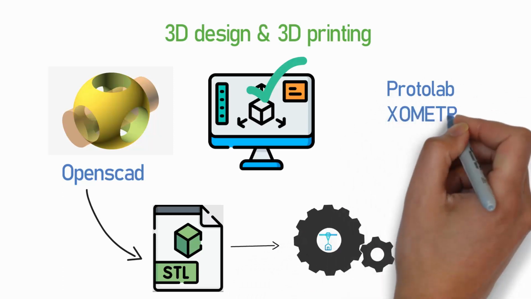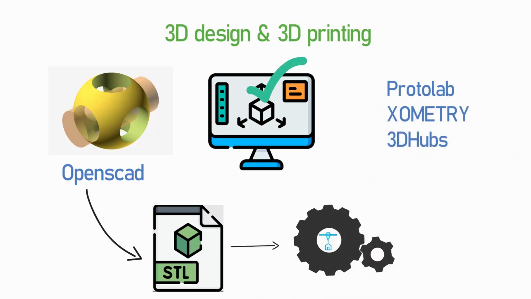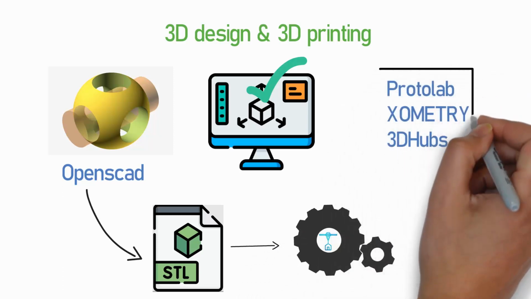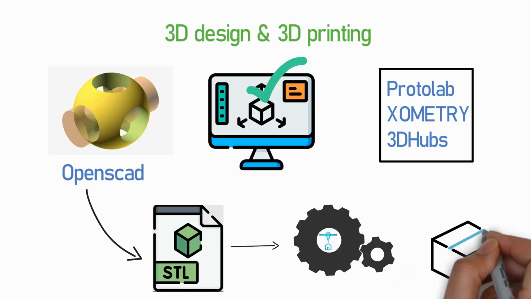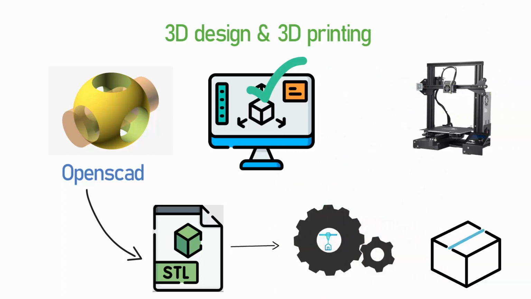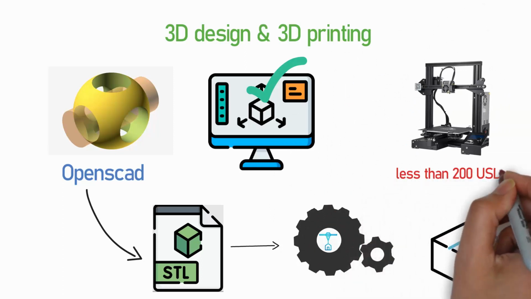Protolabs, Xometry, or 3D Hubs are three of many 3D companies you can use. Just be aware that a lot of 3D companies outsource your model to other smaller companies or even to other individuals. So if you don't want to disclose your idea yet, maybe you need to buy a 3D printer and print it yourself. One of the cheapest and best quality 3D printers is the Ender 3, which costs less than $200.